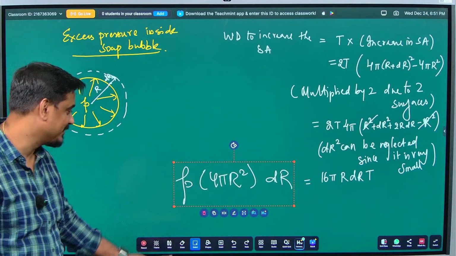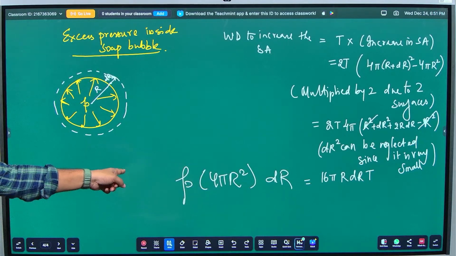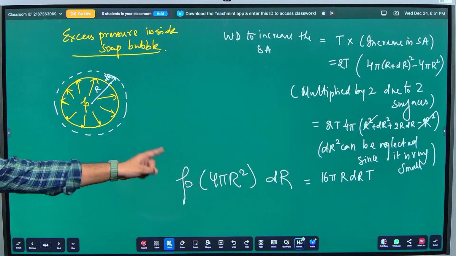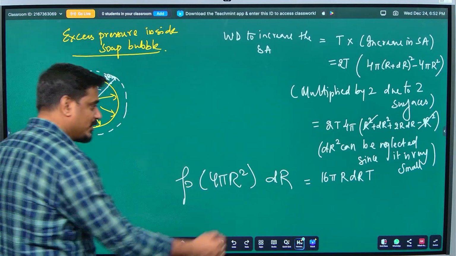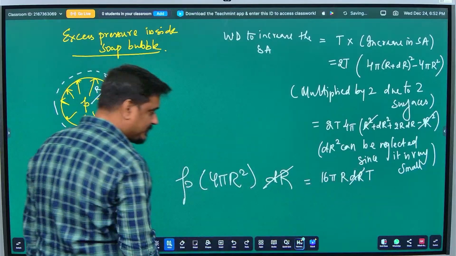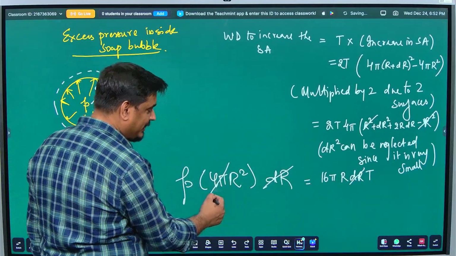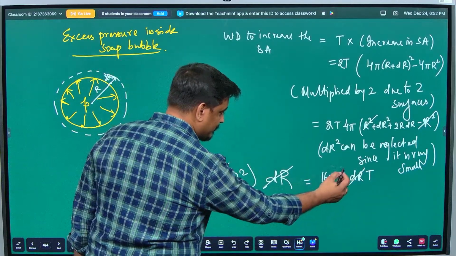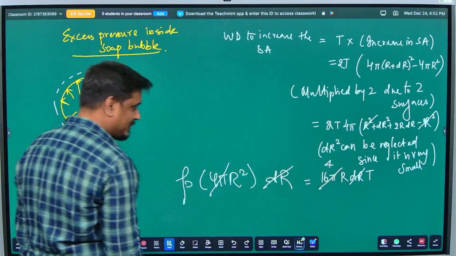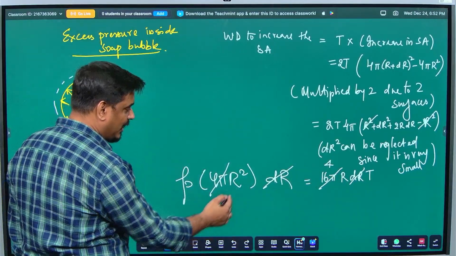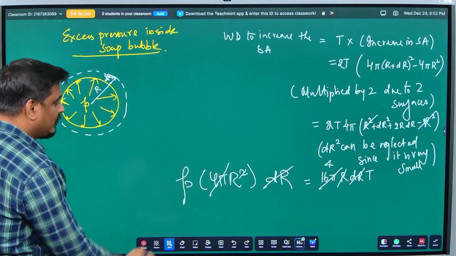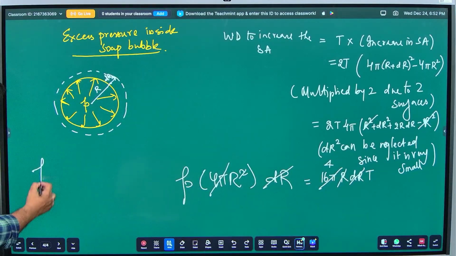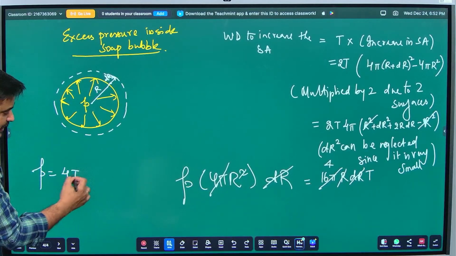So P into 4 pi r square dr is equal to 16 pi r dr T. Any problem in this? I hope no. Dr gets cancelled. 4 pi, it will make it 4 times. R square and r will get cancelled. So we are going to get the value of excess pressure as 4T by R.